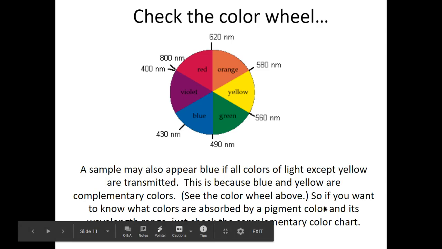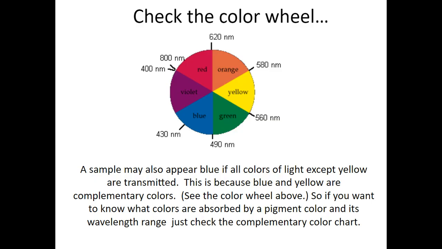So here comes a color wheel, and this is really handy when you need to know certain things about what you're working with in a spec. I think we've done this before. We've talked about this before, and probably Miss Lehner has in the past. But what you see here is that a sample may also appear blue if all colors of light except yellow are transmitted. This is because blue and yellow are considered complementary colors. As you can see, if you go from blue, over on the other side of the wheel is yellow. So if you want to know what colors are absorbed by a pigment color and its wavelength range, just check the complementary color chart.